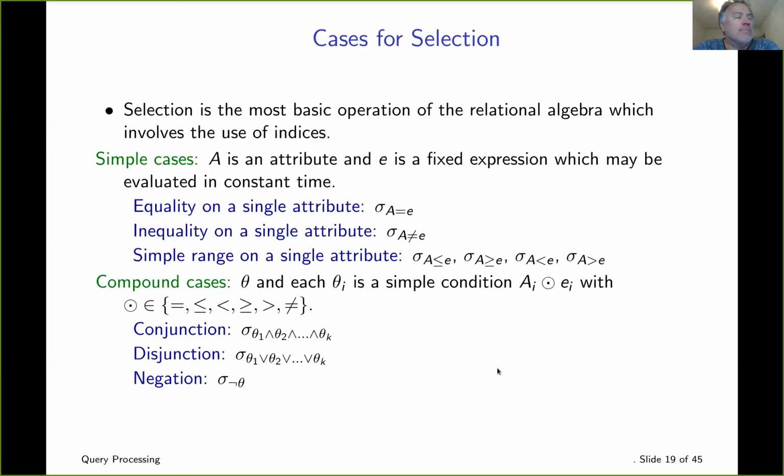All right, so selection is where we're actually going to be applying conditions. The simple case is that we have a select where we just have an attribute equal to a value, or an attribute not equal to a value. That's inequality on a single attribute. And then we have simple ranges, and then we have compound cases where we're doing ands or ors, or doing negation. So we're going to consider all these at once here.